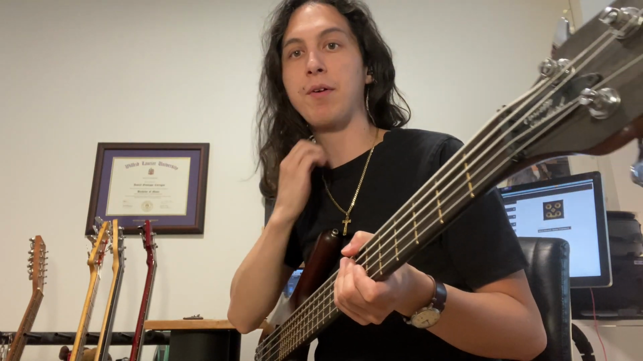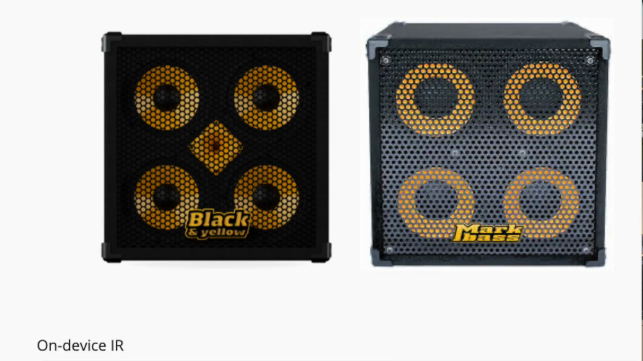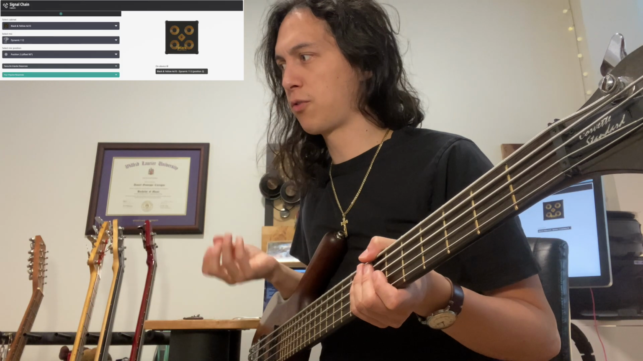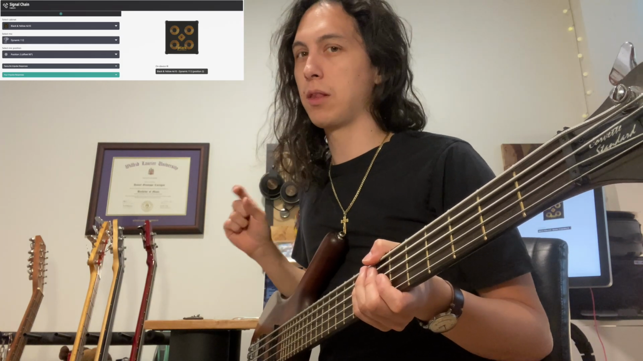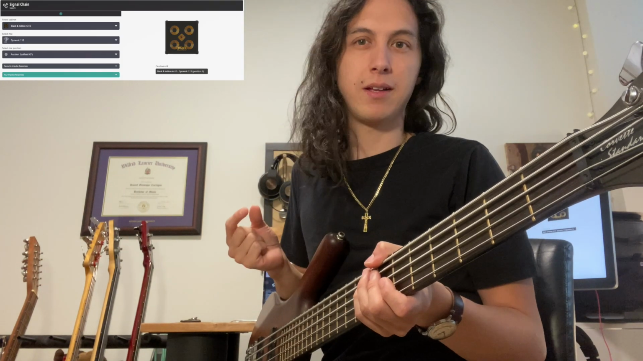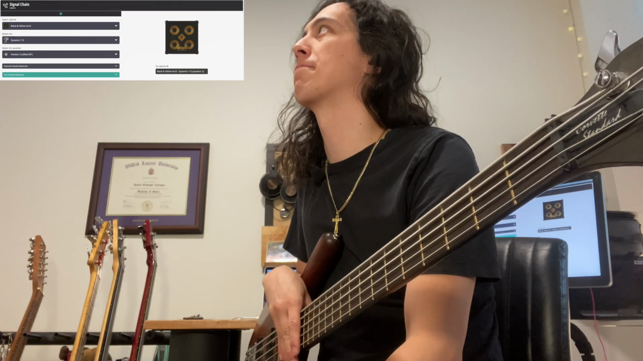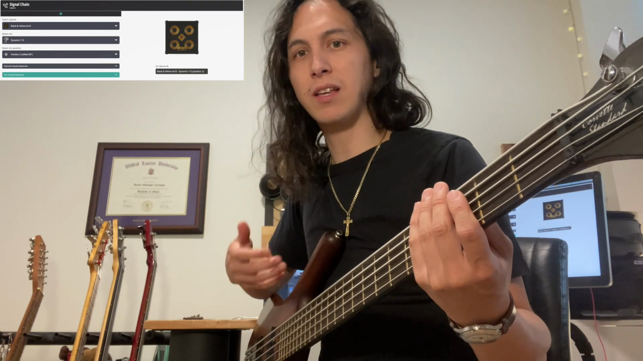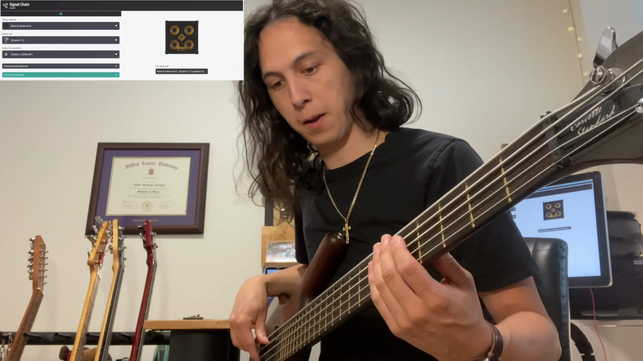So the first impulse response we have is the Darkglass Black and Yellow. Very clearly, this is a reference to Markbass. Markbass are known for being a very transparent kind of amp. They have a little bit of an accentuation in the mids. I don't even know if that's true, or I don't know if we just got so used to Ampegs being kind of scoopy that a flat amp kind of sounds mid-focused. But Markbass is the choice of players like Richard Bona and Joe Dart.